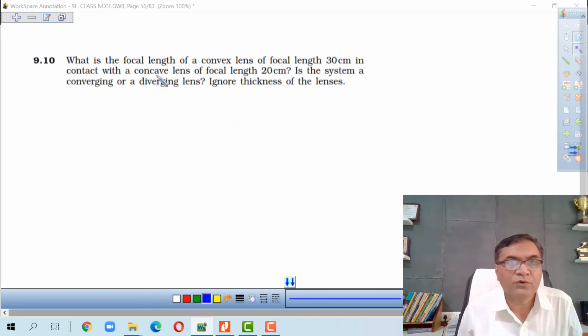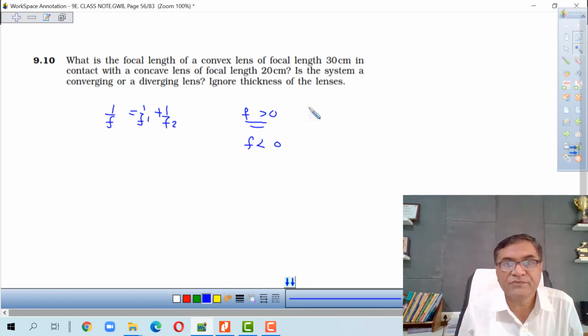What is the focal length of a convex lens of focal length 30 cm in contact with a concave lens of 20 cm? I ask you to do this yourself. 1/f is equal to 1/f1 plus 1/f2. If f is greater than 0, it is converging, and if it is less than 0, then diverging. This is for converging and this is for diverging. Ignore the thickness of the lens. Do this yourself.